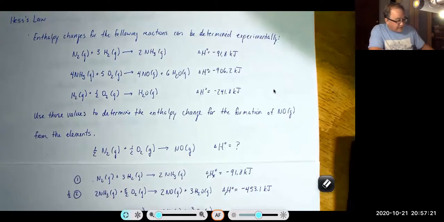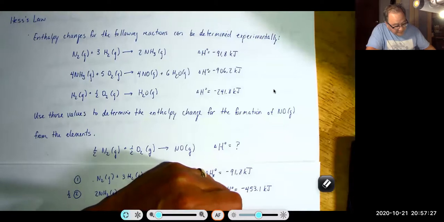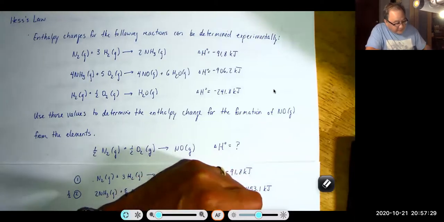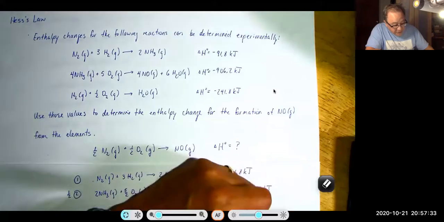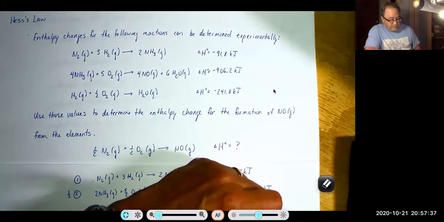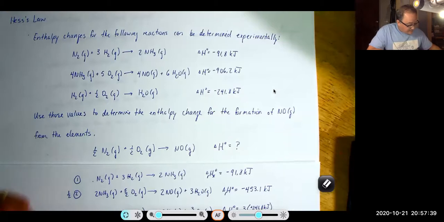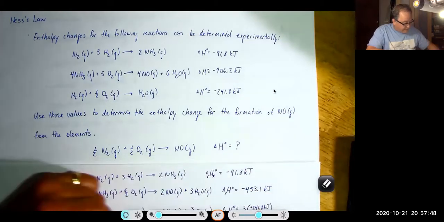So I'm tripling this last reaction and reversing it, which means the enthalpy for this reaction is going to be 3 times the opposite of 241, so that's plus 241.8 kilojoules. Okay, so I'm taking the reverse and tripling the third reaction. Now let's add these together and see what we get.